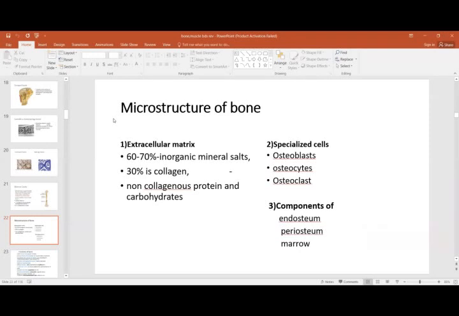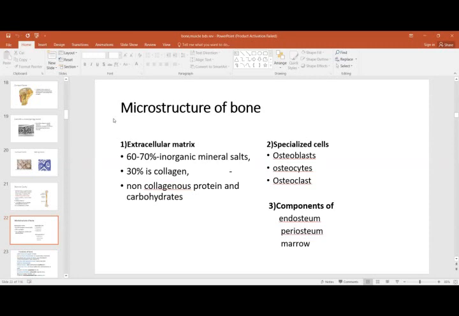Then what is the microstructure of the bone? It is extracellular, with 60 to 70% inorganic component, and 30% collagen, which is the organic component. Then you have cells in it: osteoblasts, osteocytes, osteoclasts, and osteoprogenitor cells. Osteoprogenitor cells are those which convert into the bone cells. Blast cells are the immature cells, which when formed are called osteocytes, and the bone destroying or remodeling cells are the osteoclasts.